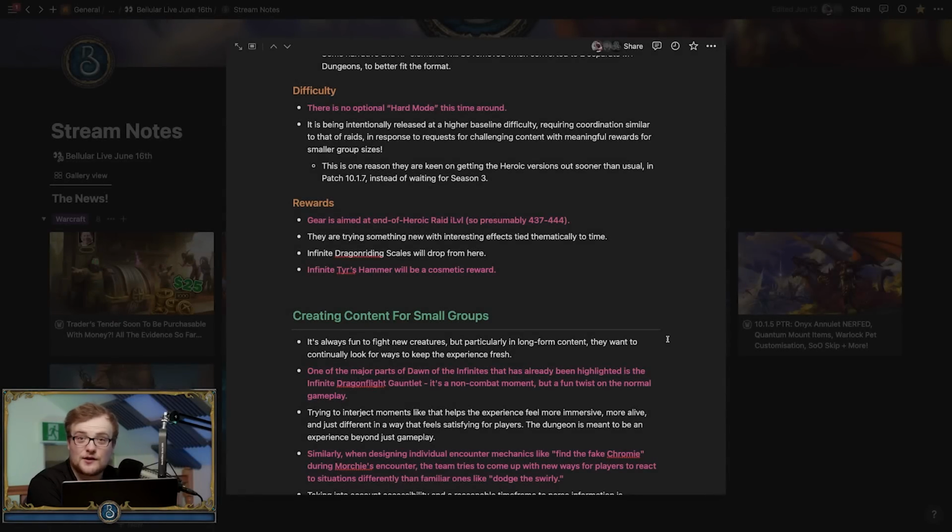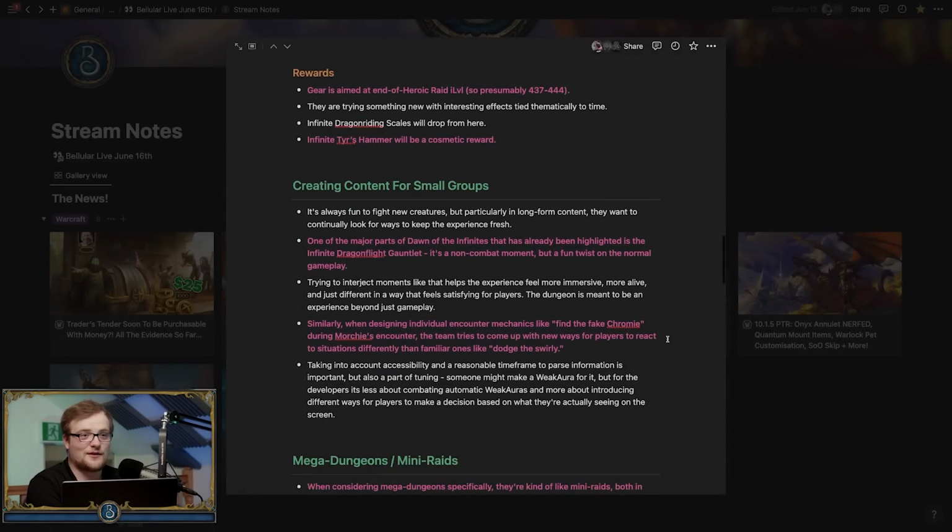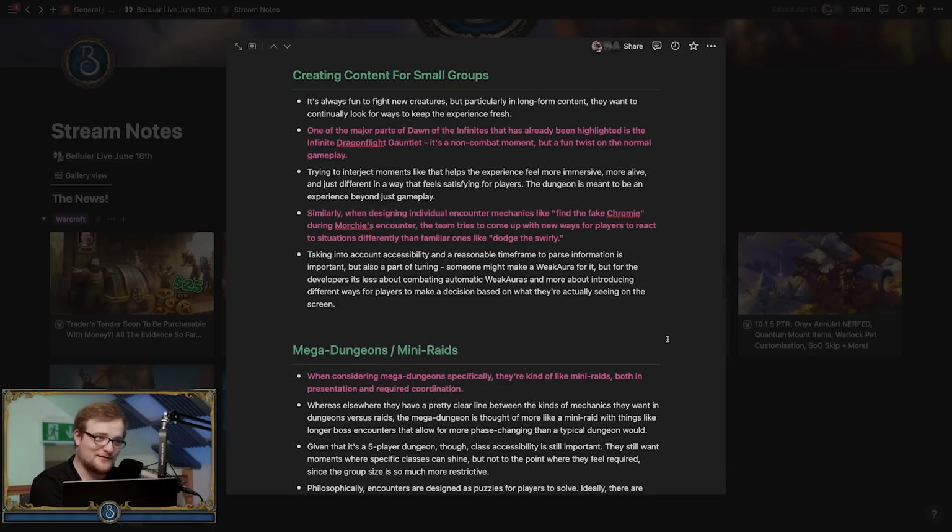Right, next then, group small content, otherwise known as small group content, because I should say the words the right way around. So, they've talked about how in long-form content, they want to continue to look for new ways to keep the experience fresh. And one of the major parts of this that's already been highlighted is the Infinite Dragonflight Gauntlet. It's a non-combat moment, but a fun twist on the normal gameplay.